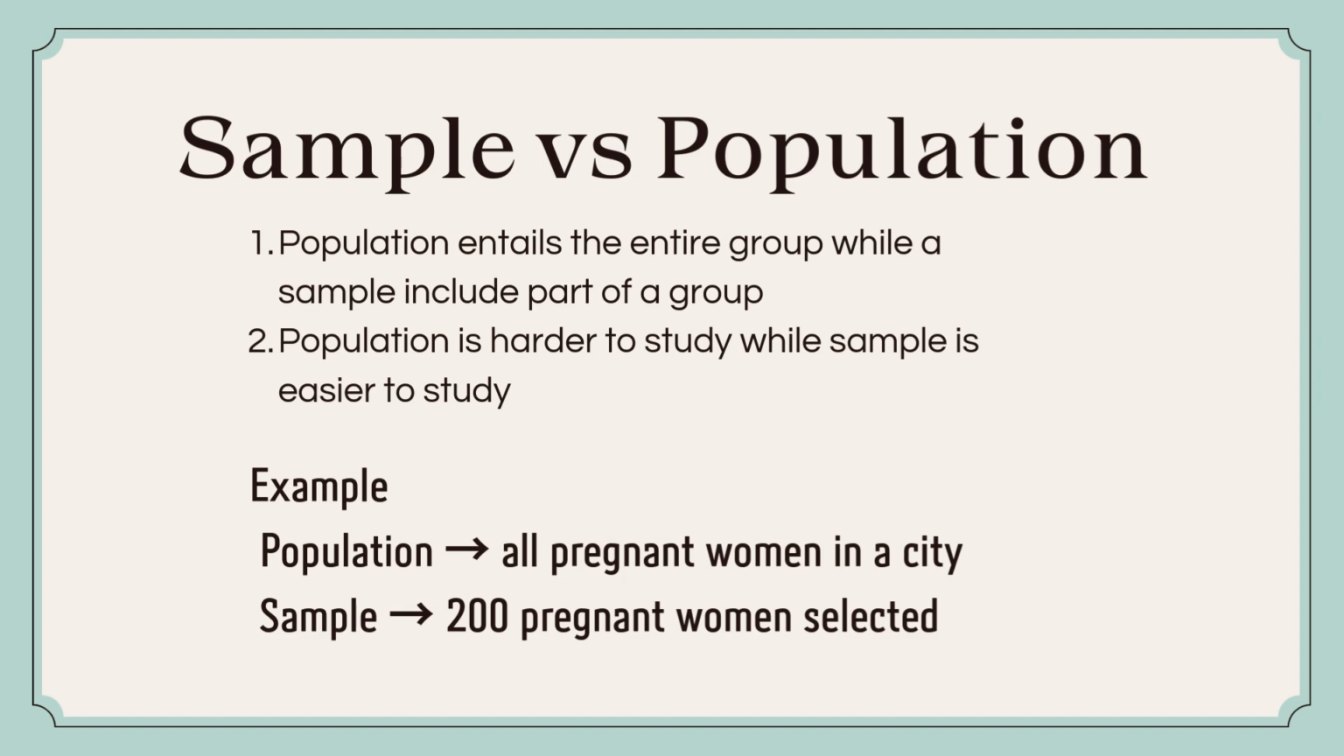The example we gave here is a population of all pregnant women in the city. Now, out of all the pregnant women in the city, which could be 1,000, 2,000, 5,000, and the rest, we pick out 200 pregnant women for our studies.